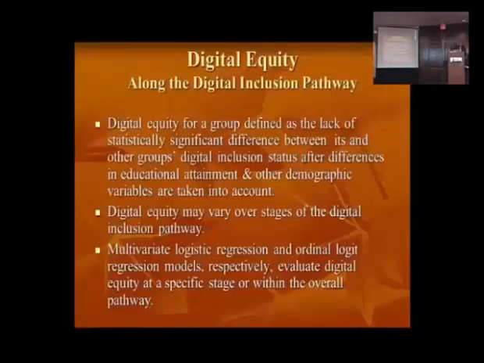So I want to look at digital equity along these stages of the digital inclusion pathway. And I'm going to operationally define it as not there. If we control for education and other demographic variables, there will not be differences based on your identity characteristics like gender, race, ethnicity, national origin. Okay, that's a conditional statement, and that's my working definition of digital equity. We can come back and argue about it later if you disagree. But it may vary across stages of my pathway, and I think that's very important.